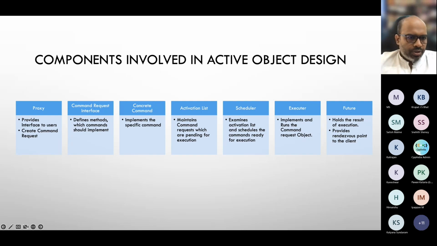Now the question here is, how does the user know when the operation they requested is completed? Whenever a user makes a request for any operation to be done, the proxy returns a future to the user. The future is an object which holds the result of execution. We'll talk about future a bit more in this talk. For now, just remember that the user gets a future, and when the executor completes the execution of that request, the future will hold the result of the execution.